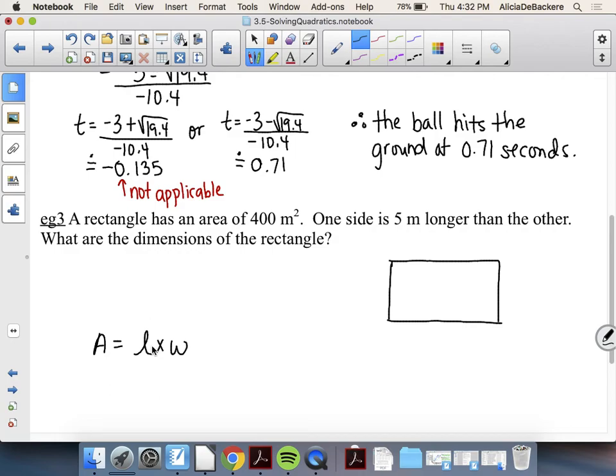So I want to be able to get rid of one of those two variables. And to do that, I'm going to use this fact that one side is 5 meters longer than the other side. So instead of using L and W, I can think about the fact that the L side, I've drawn it as the longer side, it's actually 5 meters longer than the W side. So whatever the W number is, I can find the length number by adding 5 to the W number.